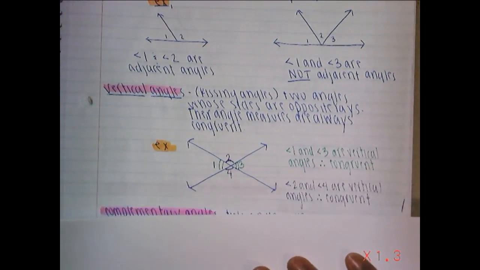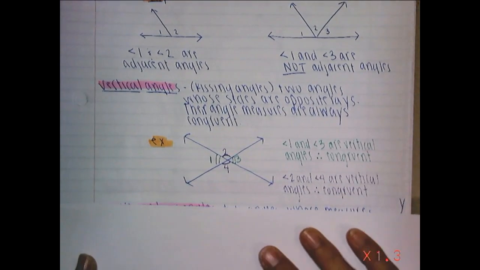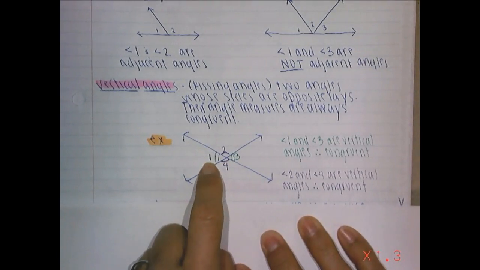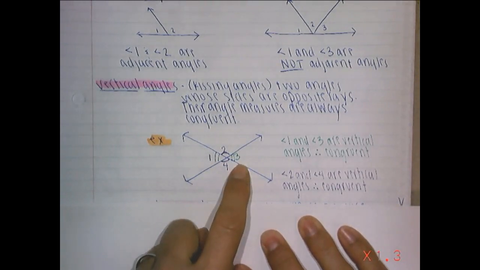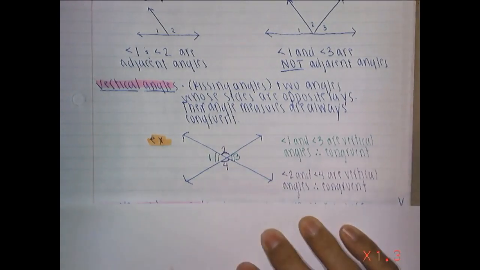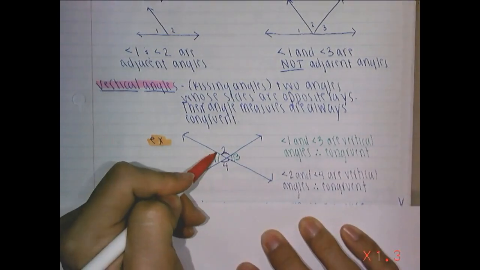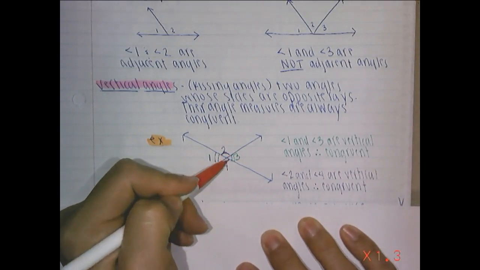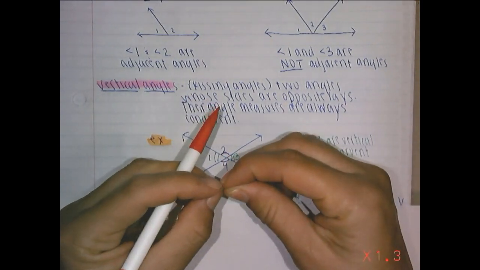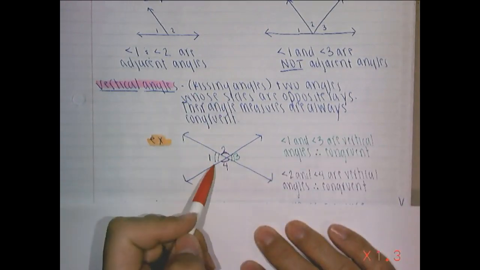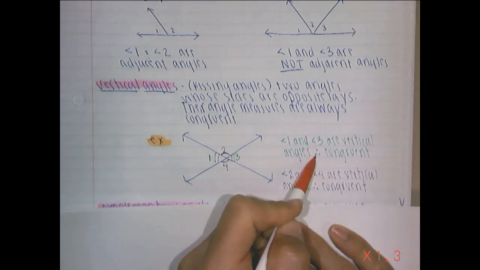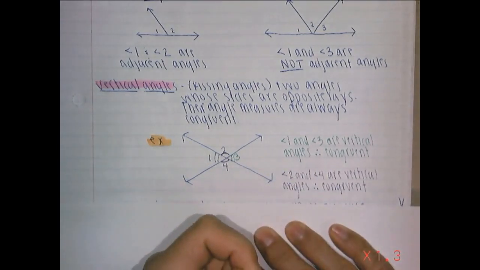So here is my diagram of these vertical angles. Right here, angle 1 and angle 3, it's in green. It might be a little hard to see. Those are vertical angles, and I say that they're kissing because right here and right here where the angles are, it's almost like two little bird beaks kissing. So angle 1 and angle 3 are vertical angles, and therefore are congruent.